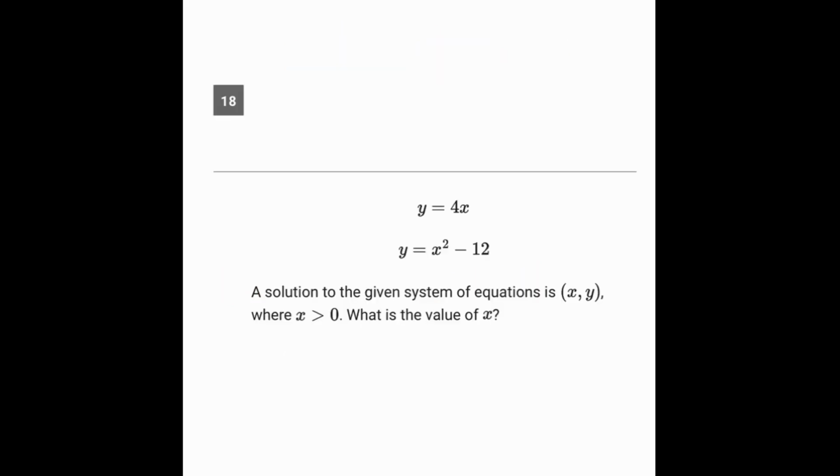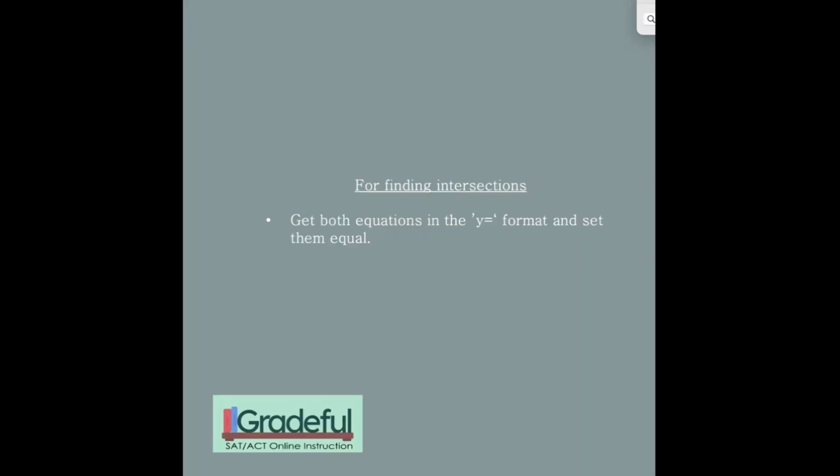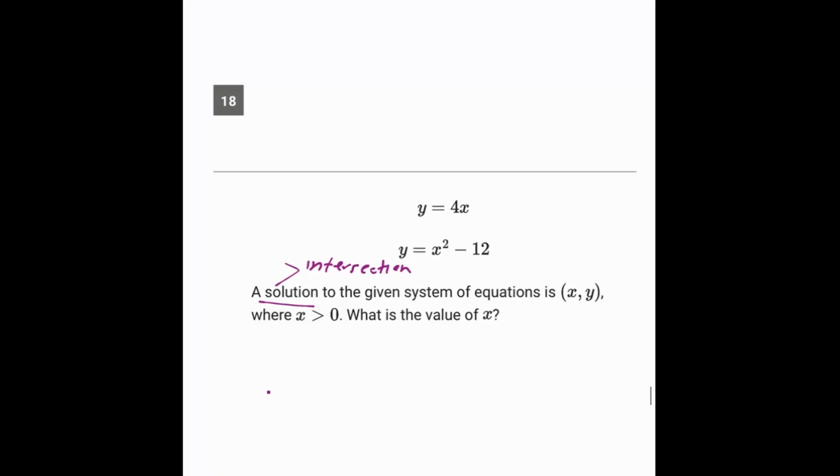Now going over to question number 18. Here we have two y equals expressions and we're being asked for the solution. The solution for two functions is really the intersection. So one way to think about this situation is that if you want to find an intersection, you should get both of your equations in the y equals format and then set them equal. So here, that's a little extra easy because they're already in a y equals format. So if we simply set them equal, it'll look like this.